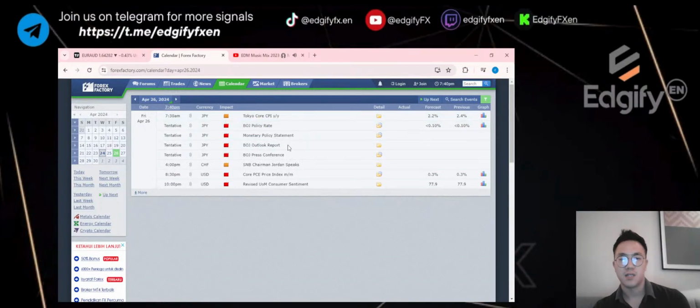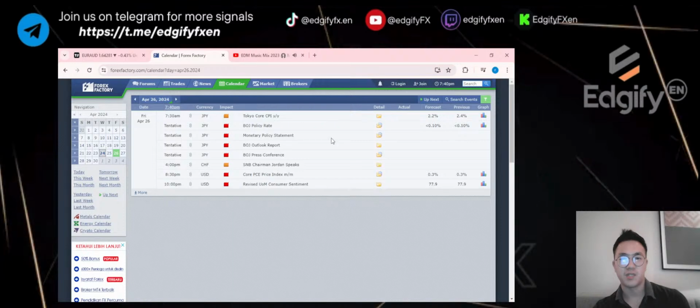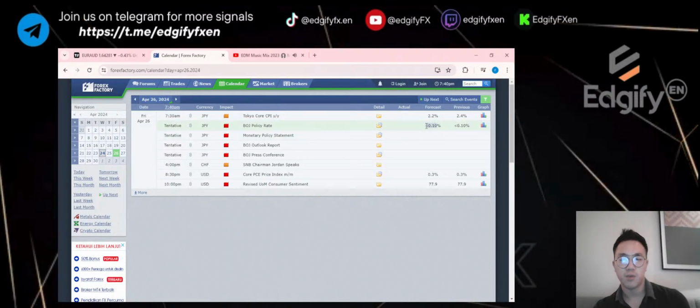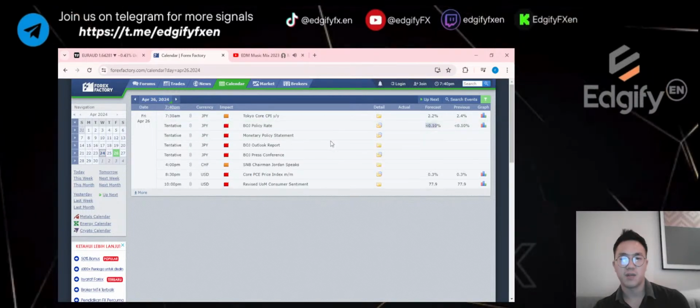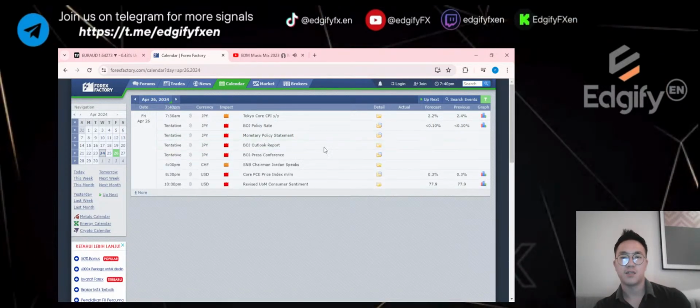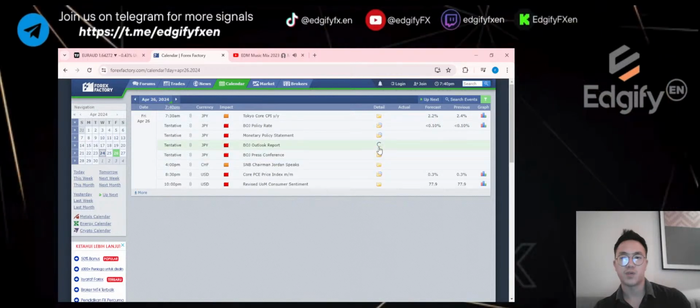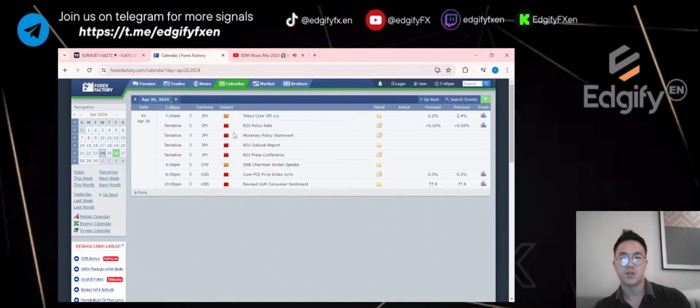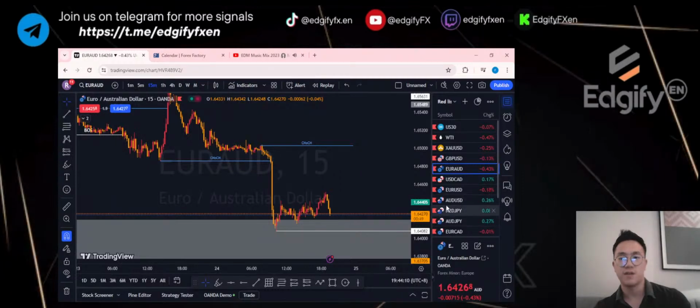Which might be good for the currency, it might be bad for the currency, but anything 0.1 and above, it's good for the currency. All right, and then we have this monetary policy statement, which obviously has no data, it's basically a speech, and we have this outlook report as well. Basically all these three red folders on the JPY and this BOJ press conference, the 4 red folder, is going to be a very strong impact to the yen pair this Friday.